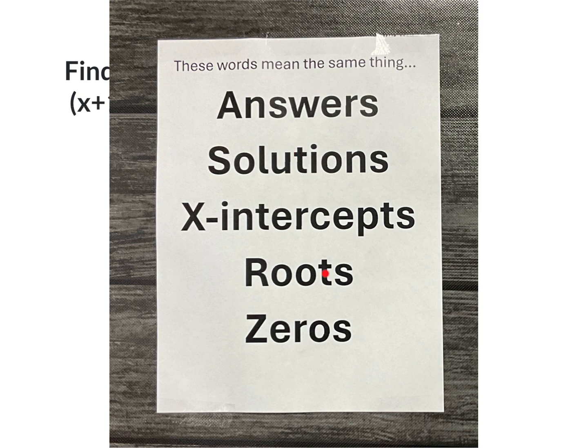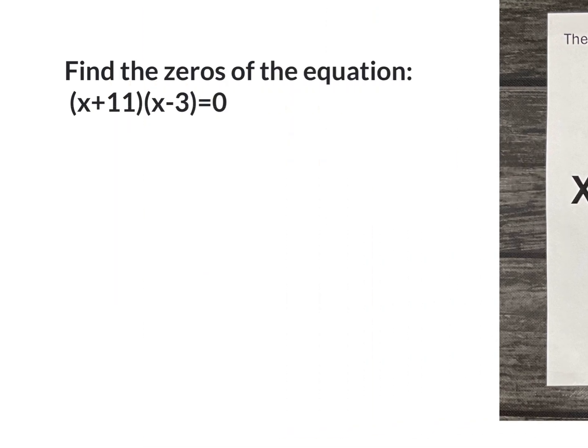Technically, even the x-intercepts or the roots, right? All these words mean the same thing. So when I say find the zeros, you want to find the answers, and we're going to use zero product property to find these answers. If you have something times something else and it equals 0, the first something, x plus 11, that could equal 0, and the second something, x minus 3, that could also equal 0.